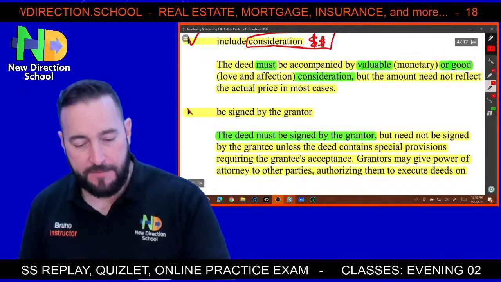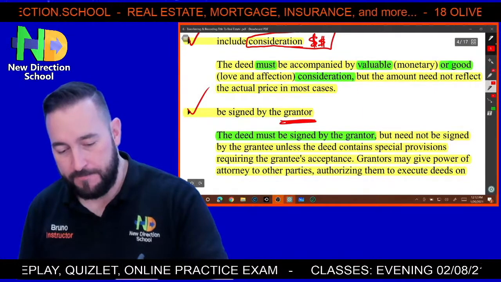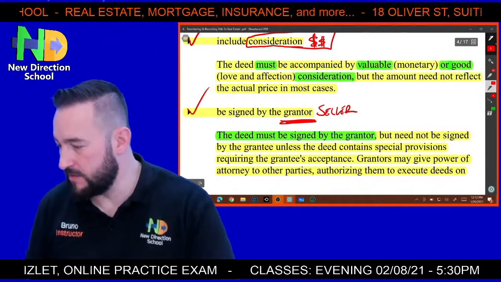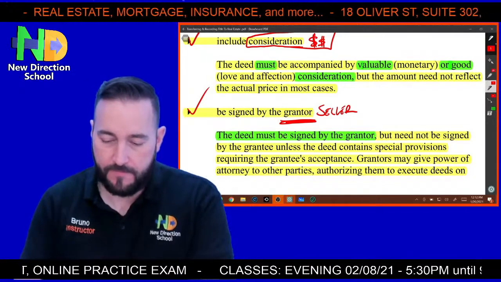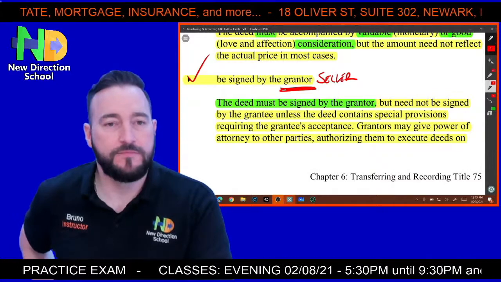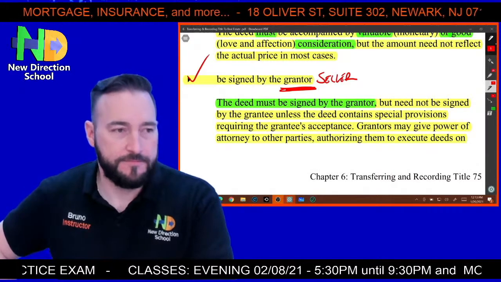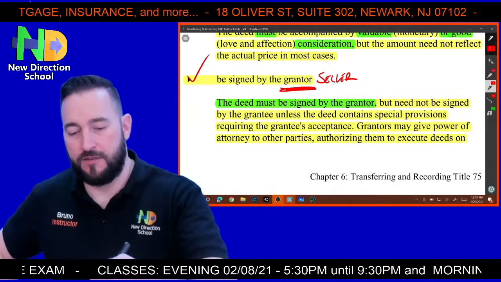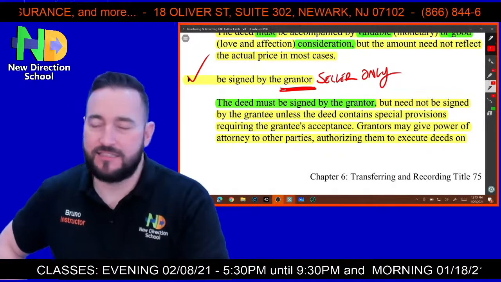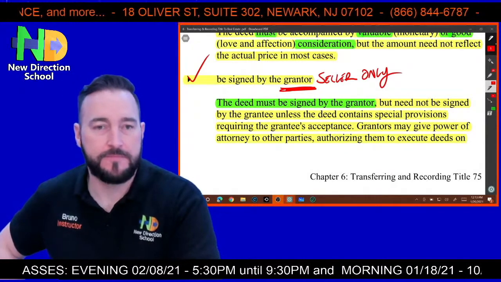Next thing, it must be signed by the grantor. Who's the grantor? It's the seller. Grantor, seller. So the deed, if they ask, the deed is signed by whom? Only the seller. The grantee does not sign anything in the deed.